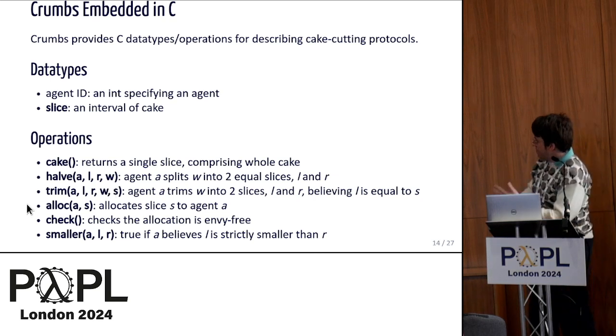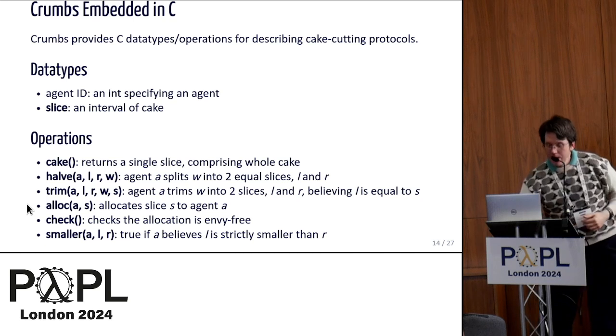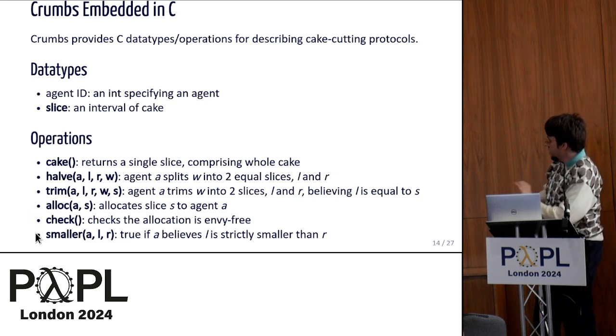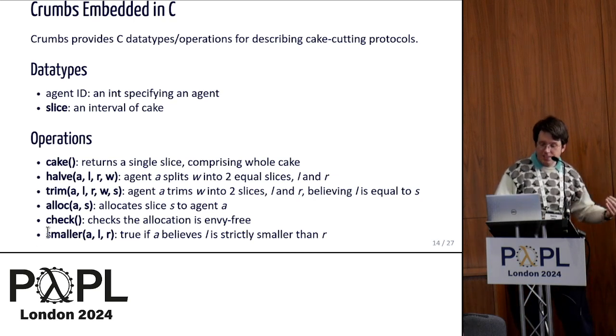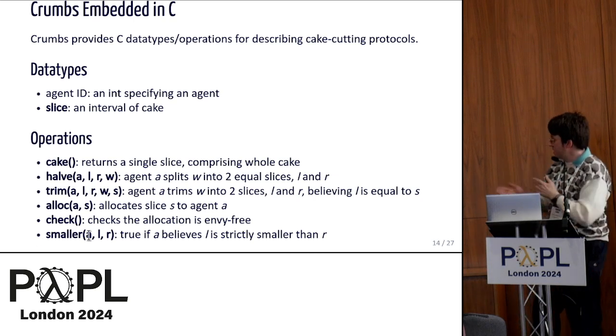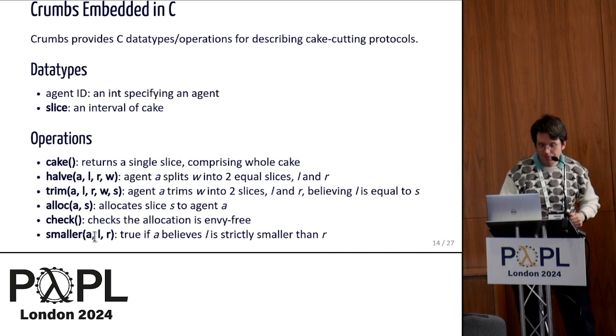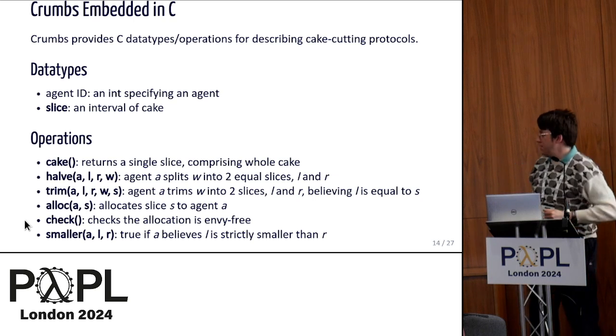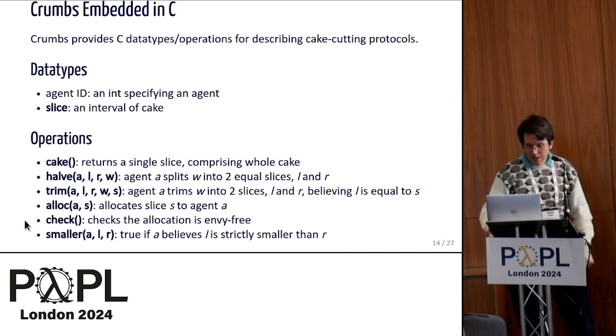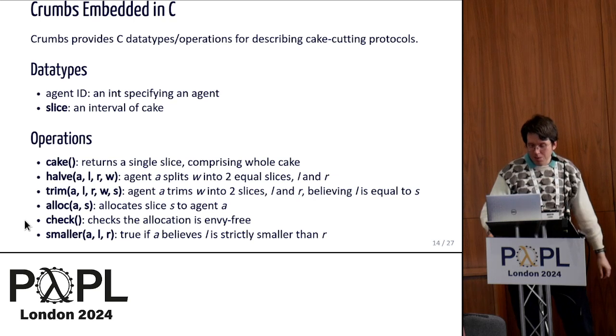Okay, and then we do all this cutting. At some point in the process, we're probably going to ask the agents to compare the slices. So we can ask an agent, do you believe that the left slice is smaller than the right slice? And we allocate the slices to the agents, and then we check that the allocation really is envy-free at some point. So those are some of the operations that are available. There are more described in the paper.